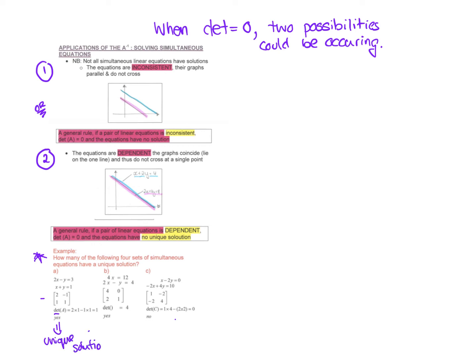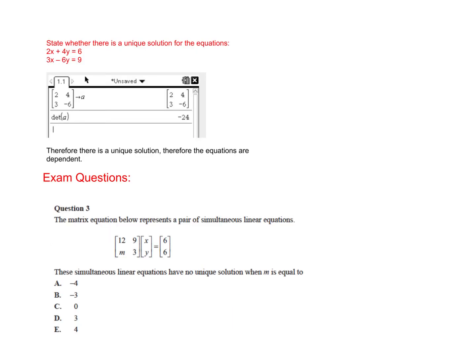Okay, these two here would have a unique solution, and this one doesn't. So this one, because it's 0, this one's a singular matrix. And that's pretty much all you need to know. All right, so state whether there is a unique solution for this equation.